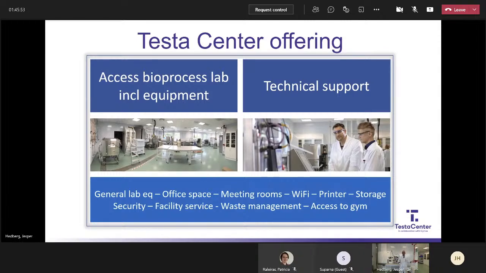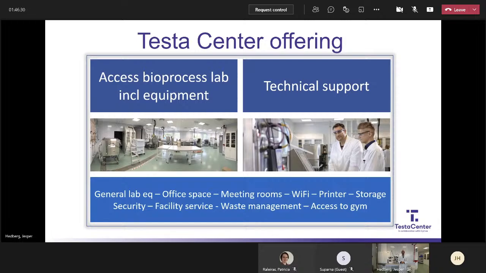So what can you get when you come to Testa Center? You can get access to a lab, which I am in right now, which is a lab designed for bioprocesses. It's designed to harbor a process from start to finish. Suparna showed you just such a process where you start with the cell bank, a frozen vial, you do the seed expansion, and you do the bioreactor cultivation. She did a harvest, and then she did a protein purification as well as a protein concentration in the end. So all the way from start down to purified protein, whatever protein that may be.